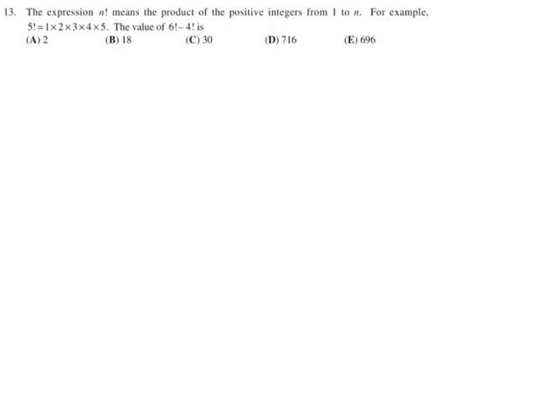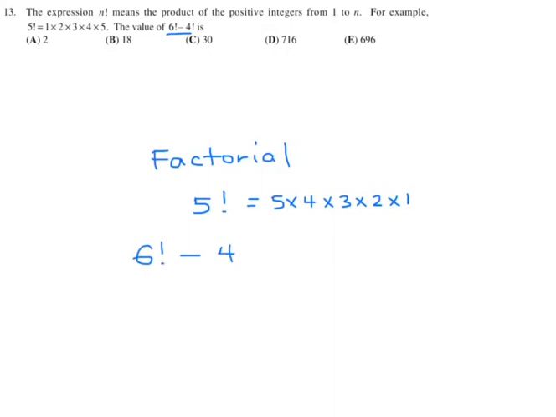The expression n exclamation mark means the product of the positive integers 1 to n. For example, 5 exclamation mark is 1 times 2 times 3 times 4 times 5. What is the value of 6 exclamation mark minus 4 exclamation mark? Well, for those of you who haven't learned this, this is known as factorial. And this is very famous in math contest world. And 5 factorial, for example, is equal to 5 times 4 times 3 times 2 times 1, like that.